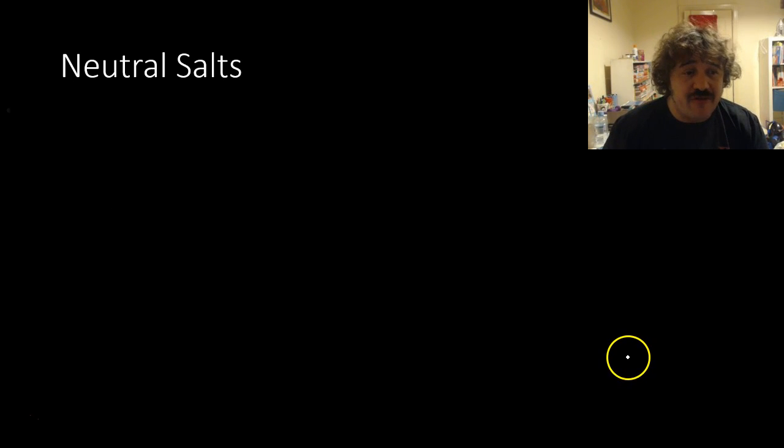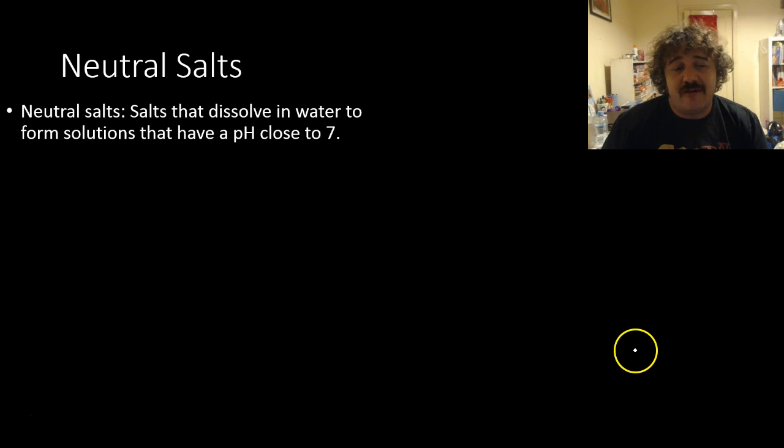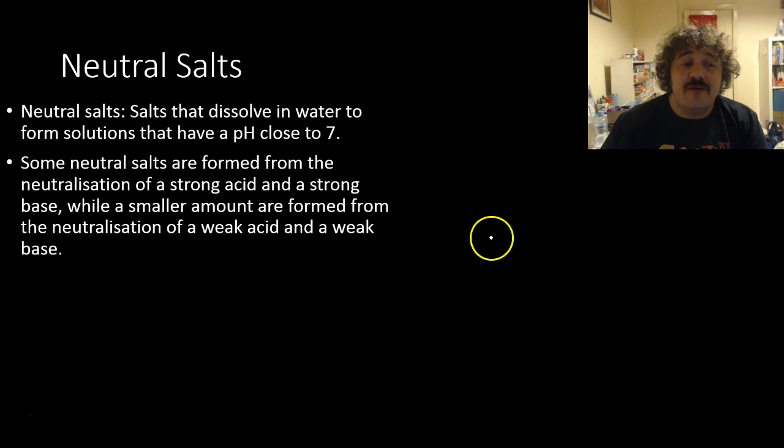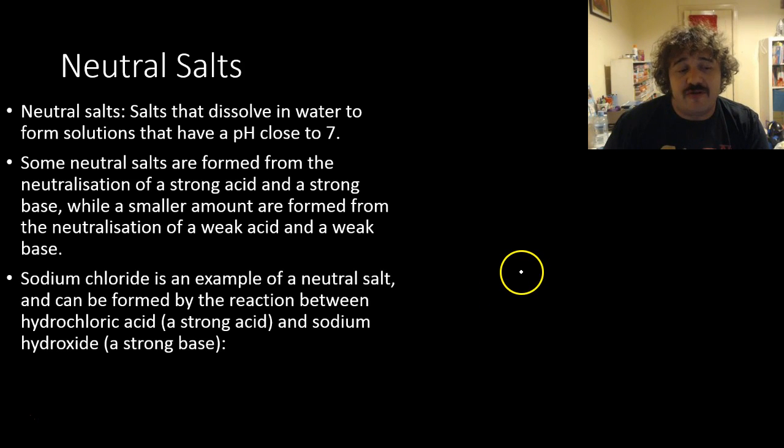Now, if you want to look at a neutral salt, these are ones that when you dissolve them in water, the pH is equal to or very close to 7. So basically, when we neutralize a strong acid and a strong base, we will get a neutral salt. If you do a weak acid and a weak base, it's also the same, but you've got to get it right. So basically, strong acid, strong base will get a neutral salt. Weak acid, weak base will also get you a neutral salt. So sodium chloride is a perfect example of this.